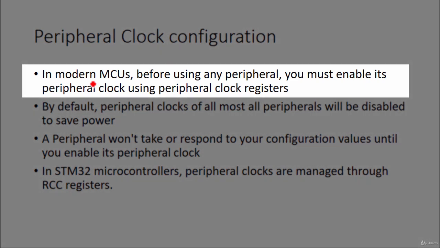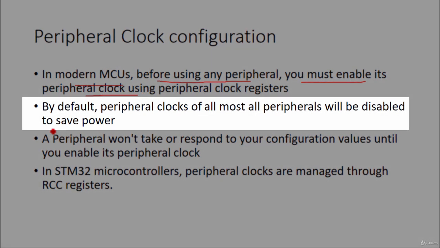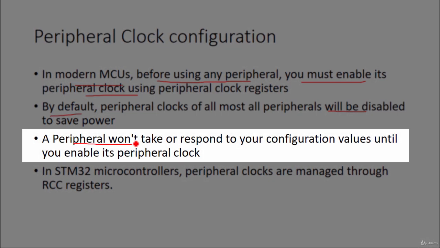In most modern microcontrollers, before using any peripheral, you must enable its peripheral clock using peripheral clock registers. By default, the peripheral clocks of almost all peripherals will be disabled to save power. As per the microcontroller design, whenever you start the microcontroller, the peripheral clocks will be disabled for almost all the peripherals. So before you start working with any peripheral, you have to enable its peripheral clock. A peripheral won't respond to your configuration values until you enable its peripheral clock.